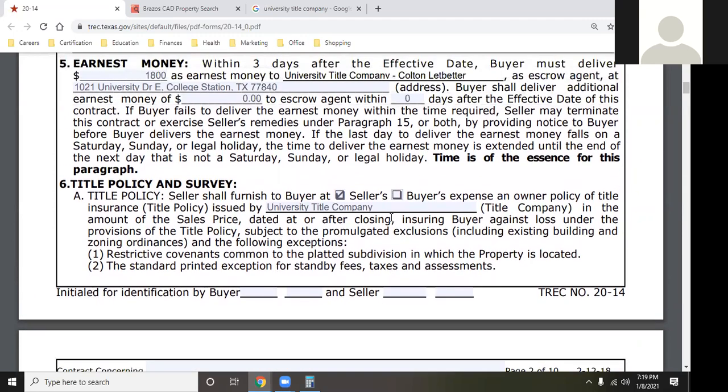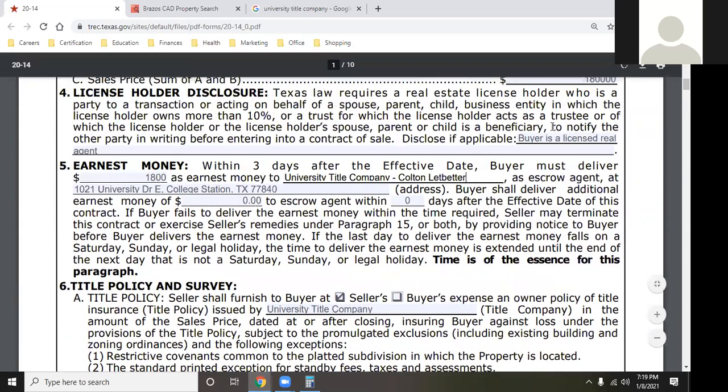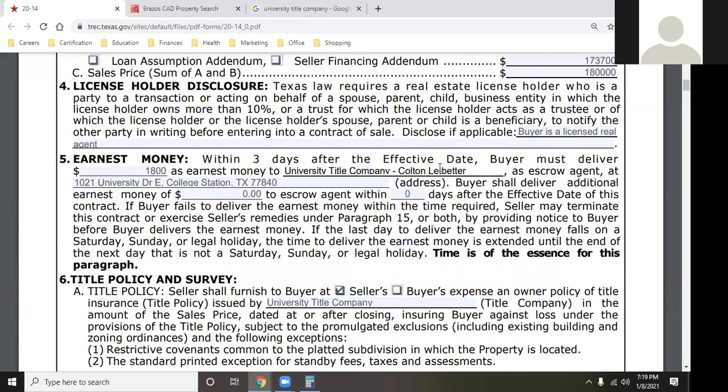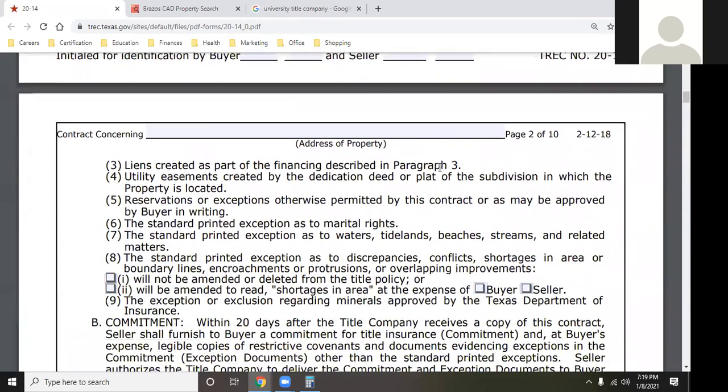So do you have to put Colton's name down there? No. You'll see here just title company. But I'm asking my agent to be Colton. That makes sense. Okay. So I scroll on down here.